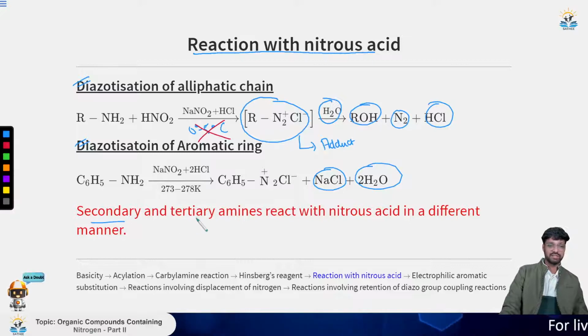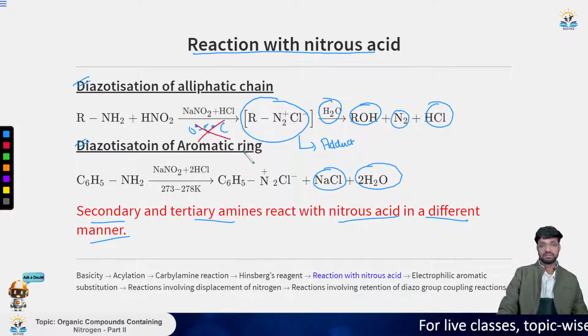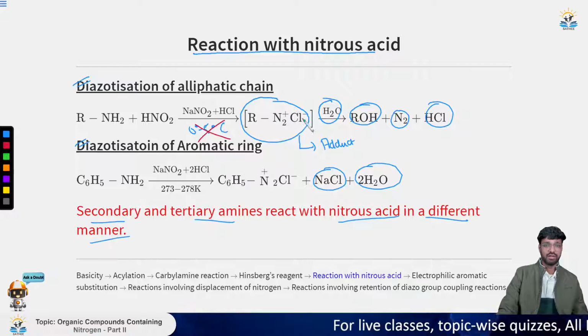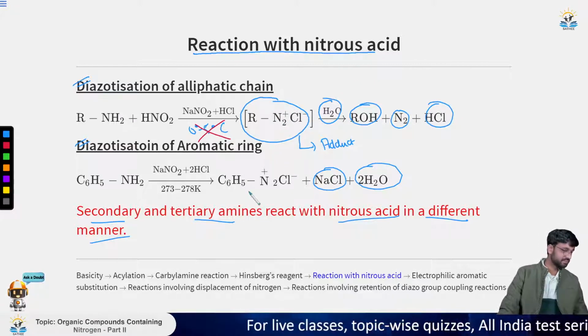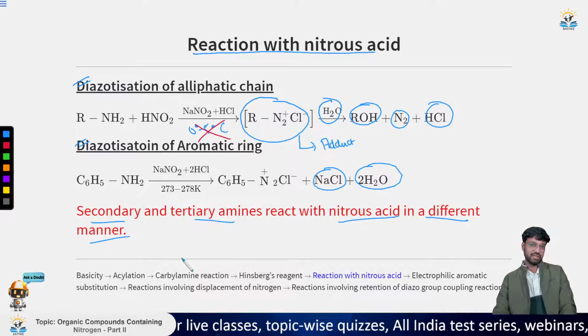Now, secondary and tertiary amines react with this nitrous acid in a different manner. They do not give this product because it is not possible for them, of course, because this N is satisfying its valency using N2 and Cl minus. So this does not react with secondary and tertiary amine in the same manner.